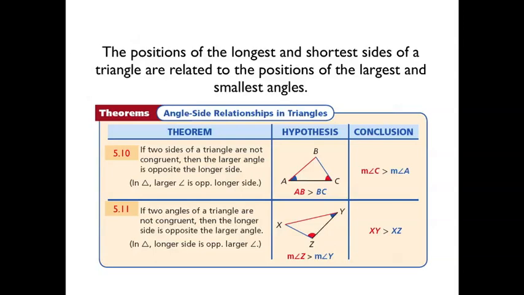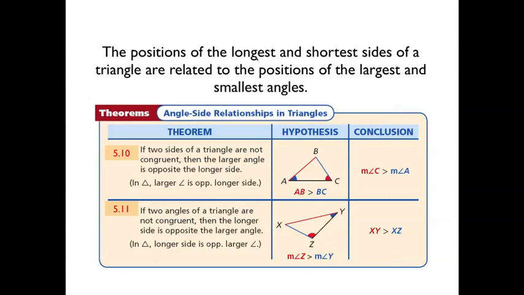Welcome to this lesson on inequalities in one triangle. We start with these first two theorems. Theorem 510 basically says this. If I've got different sides of my triangle, so I know one side's bigger than the other, then I know that the angle opposite the bigger side is bigger than the angle opposite the smaller side.